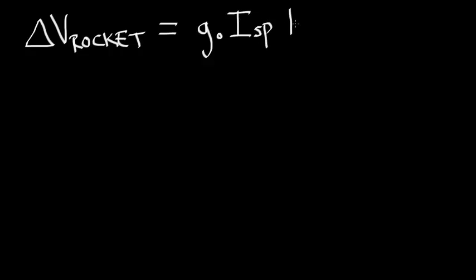Delta V for any particular rocket, in other words, how much velocity that rocket can provide, is equal to G0 times the specific impulse times the natural log of the initial mass over the final mass.